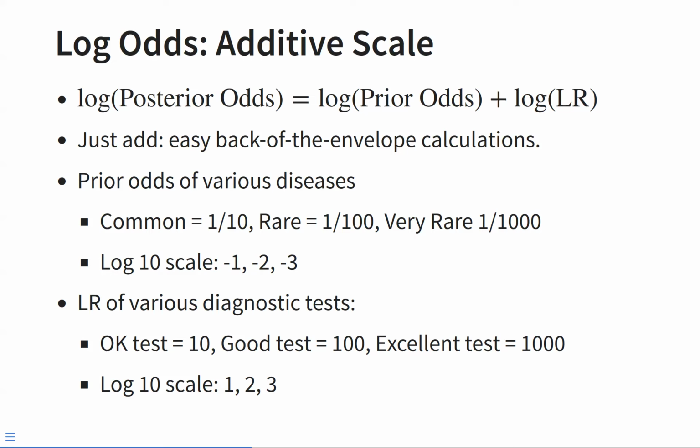What about likelihood ratios for various diagnostic tests? You could plug in your favorite sensitivities and specificities, and I've plugged in a few here. A test that's kind of okay at discriminating between whether you have the disease or not might have a likelihood ratio of 10. A good test, one that does a pretty good job, might give you about 100, and an excellent test might give you about 1,000. Again, these are 1, 2, 3 on the log 10 scale. So simply by adding these numbers, you could very quickly get a sense for how likely it is that someone has the disease based on how common that disease is and how good the test is.